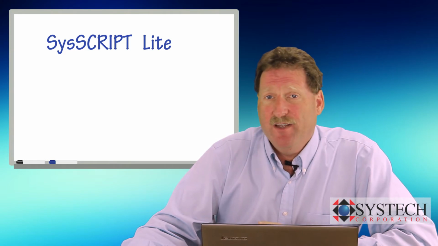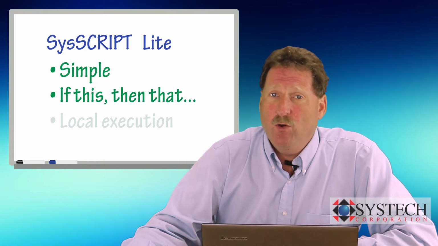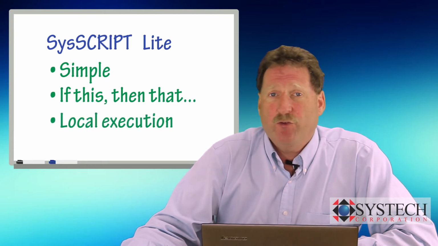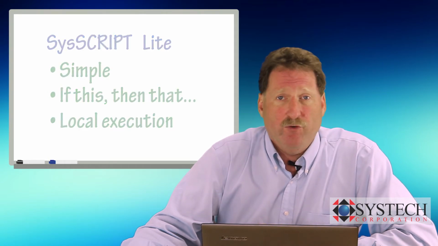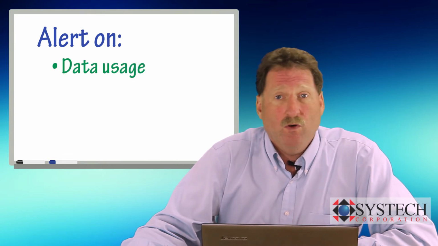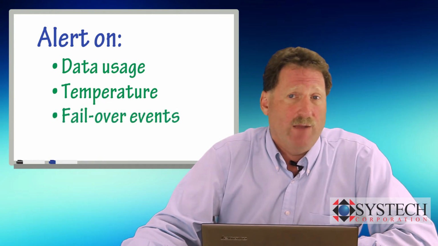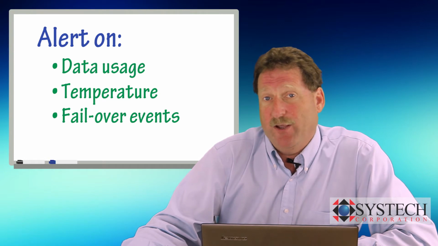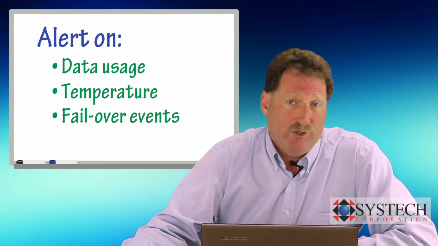What can you do with SysSCRIPT Lite? Well, almost anything. SysSCRIPT Lite is a simple, if-this-then-that programming solution that executes locally on the gateway. You can monitor all sorts of things about the gateway, but more importantly, do something about what you're monitoring. For example, you can alert somebody if the gateway uses more cellular data than expected, or you can detect if the internal temperature rises too high, maybe because the unit is in direct sunlight. Or you can detect when a cellular failover occurs because the primary broadband has stopped working. Or, more importantly, perhaps the failover has lasted longer than some predetermined threshold and you want to minimize cost overruns.